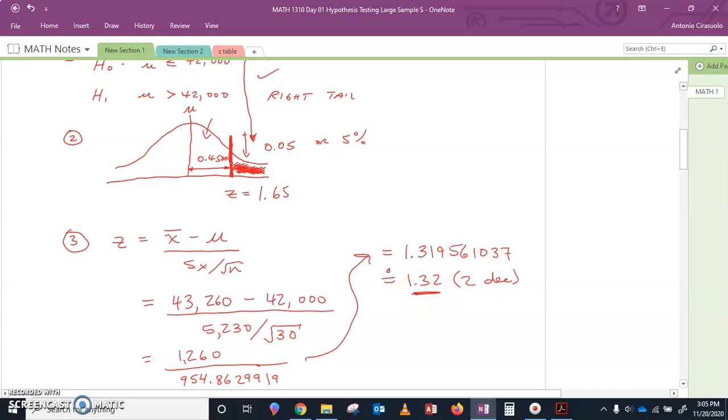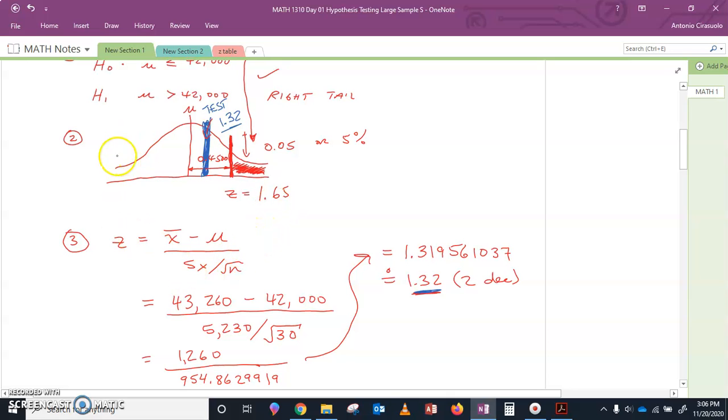So the question is, where does that fall on our graph? Well, it looks something like this. I'll change colors here. If we were to plot 1.32 on our graph, you see that it's here somewhere. We don't have to take our rulers out to measure this exactly, but we know that it's less than 1.65. So this is our test value. So the test value is 1.32, and it falls in the non-critical region, or the region where we do not reject.